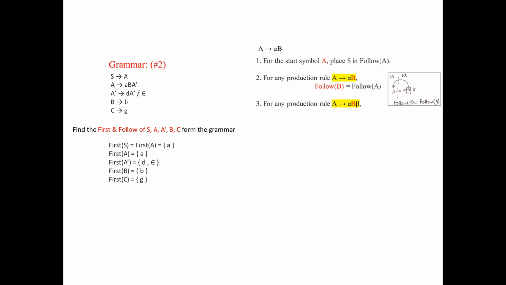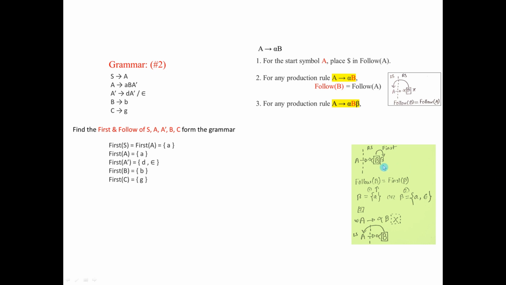Rule number 3: if B is followed by a symbol, terminal or non-terminal, in the same grammar, as in this case, B is followed by the symbol beta. Now we will determine the follow of B, which is the first set of beta. I repeat, it will be the first set of beta. That is, if it is on the right side of the derivation, only the first of the symbols will be determined. In this case, both symbols B and beta are on the right side of the derivation.